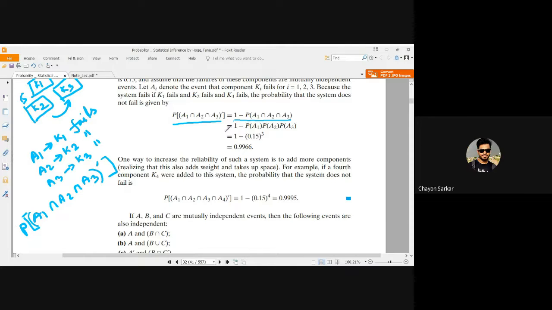Now, I have said the rocket components are mutually independent. That is, they have the same probability and they can work independently. So with mutual independence, P of A1 intersection A2 intersection A3 we can write this. Can we write it? Each of them has a probability of stopping of 0.15.